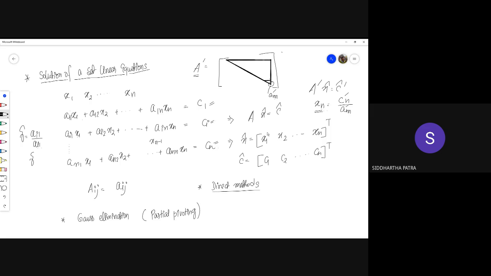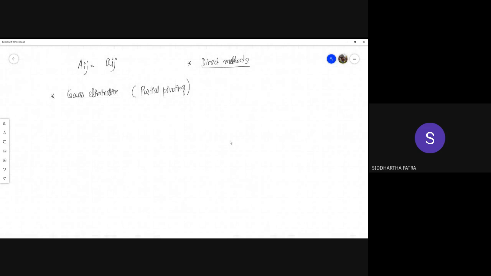So in the first phase, in the first step, let's say we would go for the ith equation.